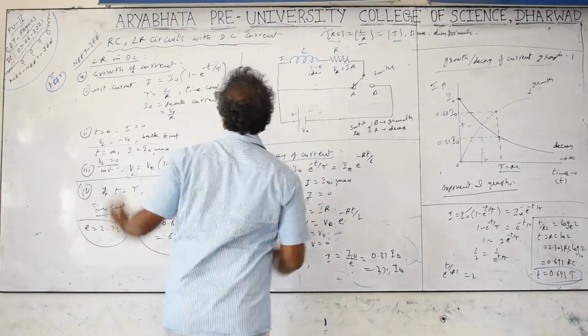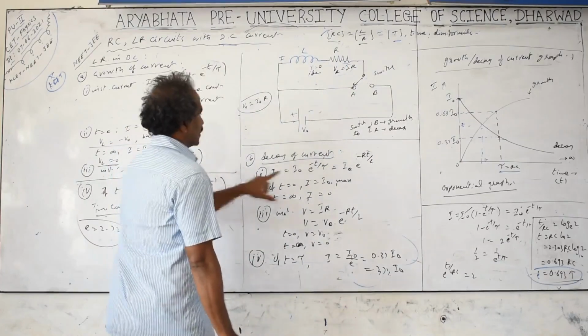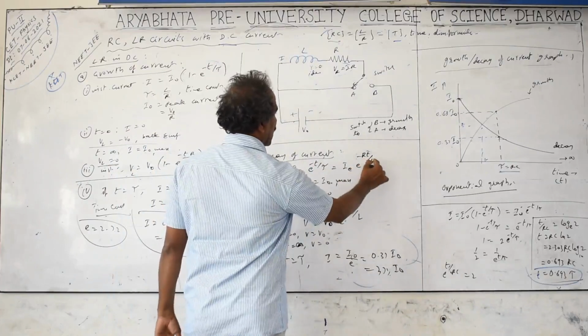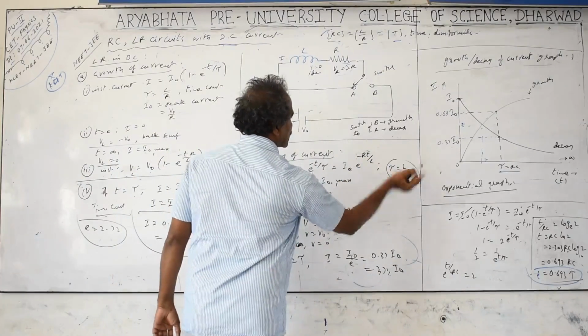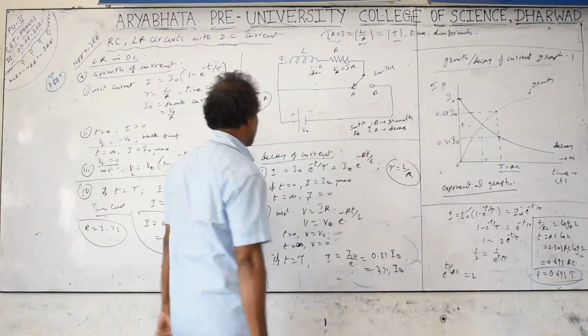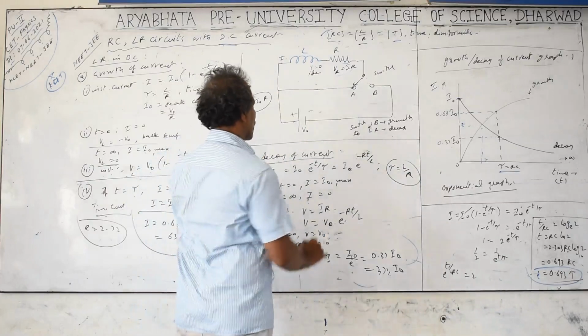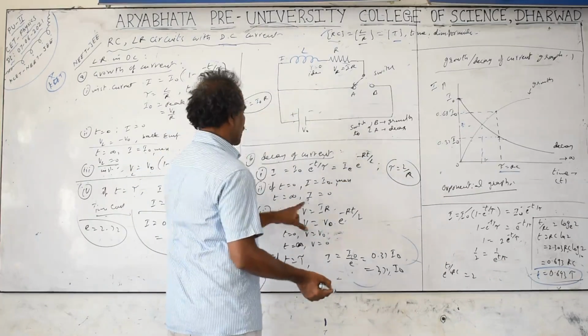So for the decay of the current, we take a similar formula, but the 1 minus won't be there, just I naught into e to the power of minus t by tau. Tau is nothing but L by R. The time constant is L by R in the inductor case; for the RC, tau equal to RC for resistor-capacitor circuits. When time t equal to 0 in discharging, the current was initially maximum, I equal to I naught. After a long time, the current decreases completely to 0.